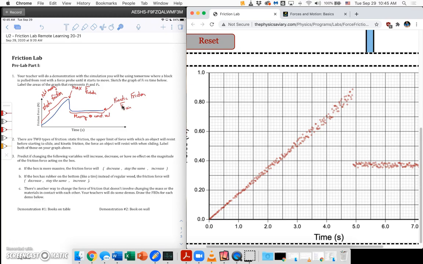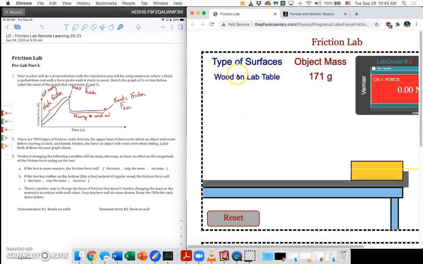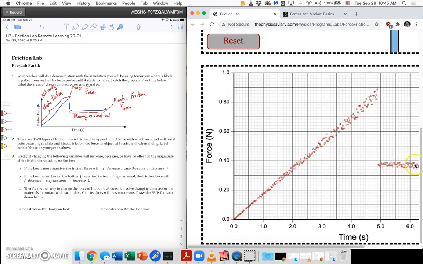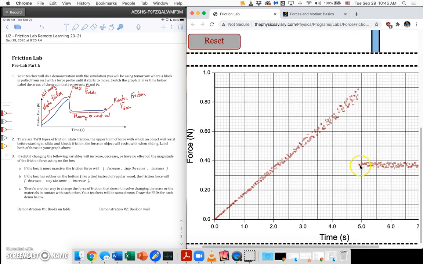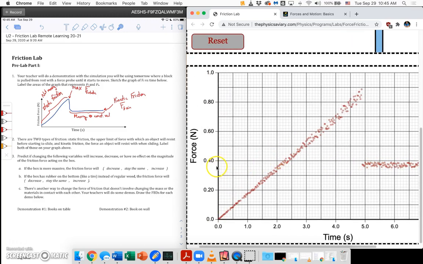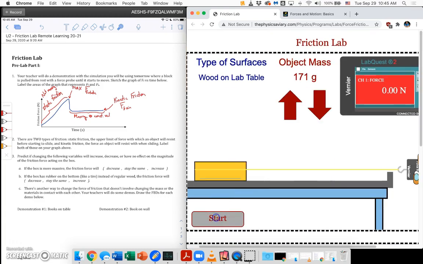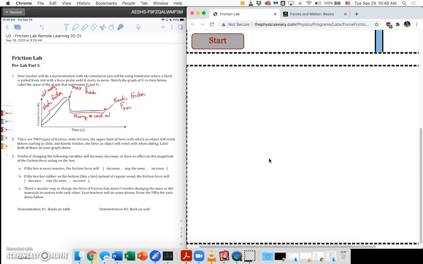If the box is more massive, what's going to happen to friction? Will it decrease, stay the same, or increase? If we change the surface type, so if we change from wood on the lab table, oh, it doesn't let you change, you have to hit reset. To read this, you'd say, what is the friction force here? You're going to have to estimate that as best you can. So 0.38 here, 0.37 or 0.36 would be an appropriate value. Then you hit reset, and then you can change. So if we change to glass on glass, would that force be different?